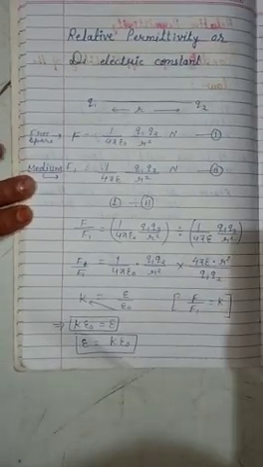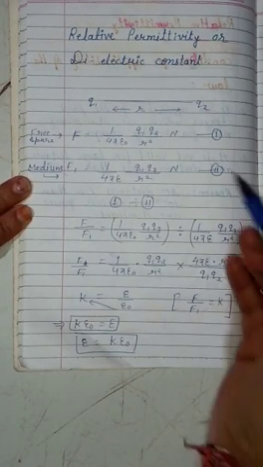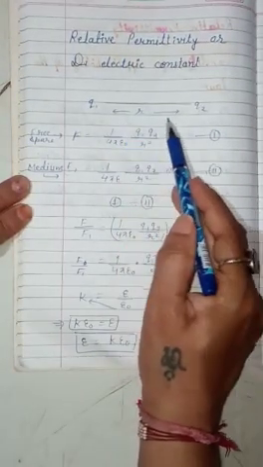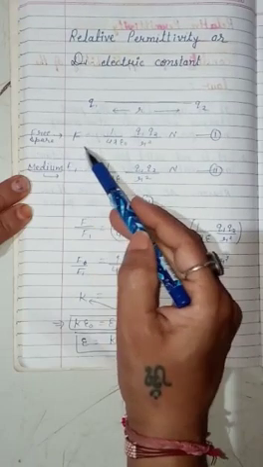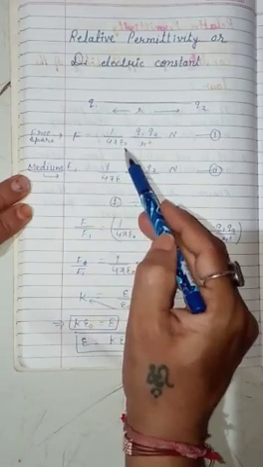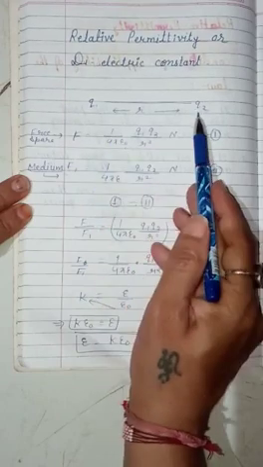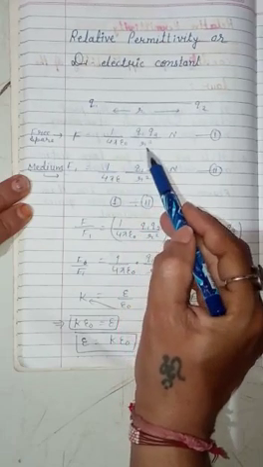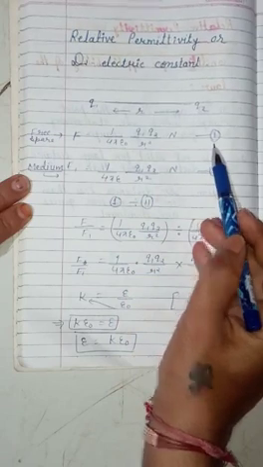Next is relative permittivity or dielectric constant. So what are these? We are going to understand. If Q1 and Q2 are two charges at a certain distance R, and for free space we use epsilon naught, then the force between the two charges is F equals 1 upon 4 pi epsilon naught Q1 Q2 upon R square Newton. This is the first equation.